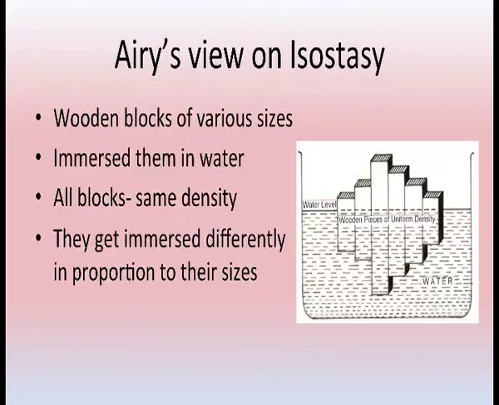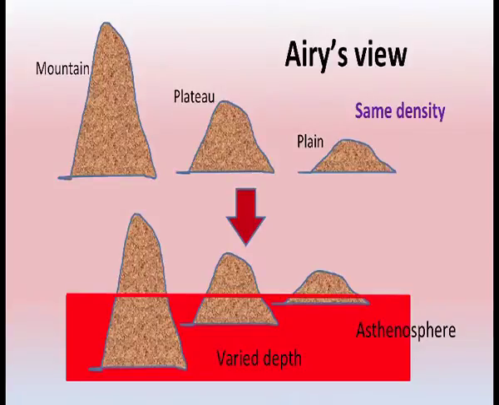So, Airy's view you can clearly see in the diagram. He used wooden blocks to explain his viewpoint. Here wooden pieces of uniform density were taken and dipped in water. According to Airy, all the blocks had same density, so they got immersed differently in proportion to their sizes. Longer columns were immersed more into the water while the shorter columns had lesser depth in the water, as you can see in the figure.